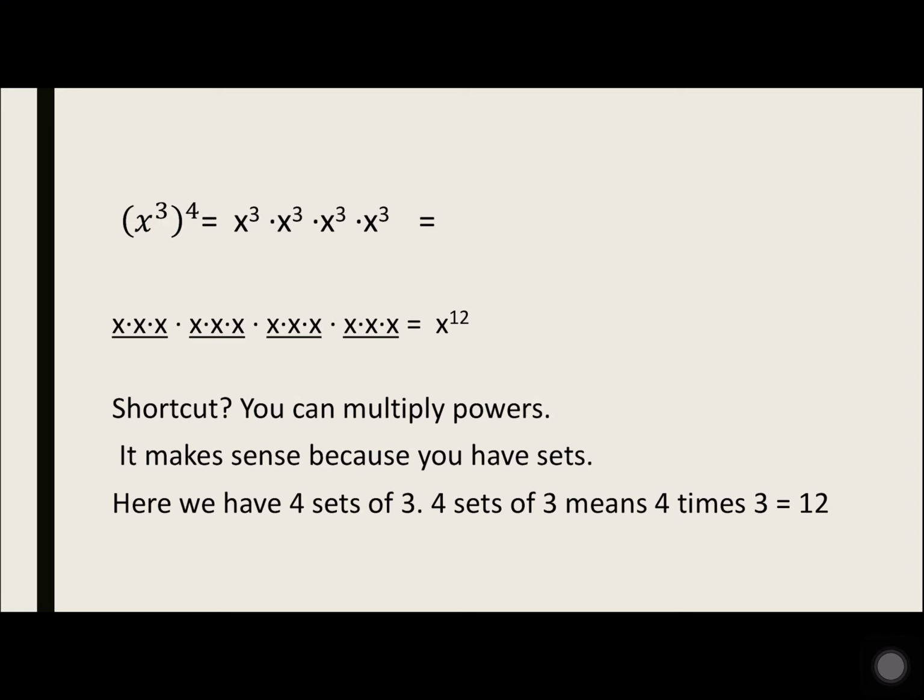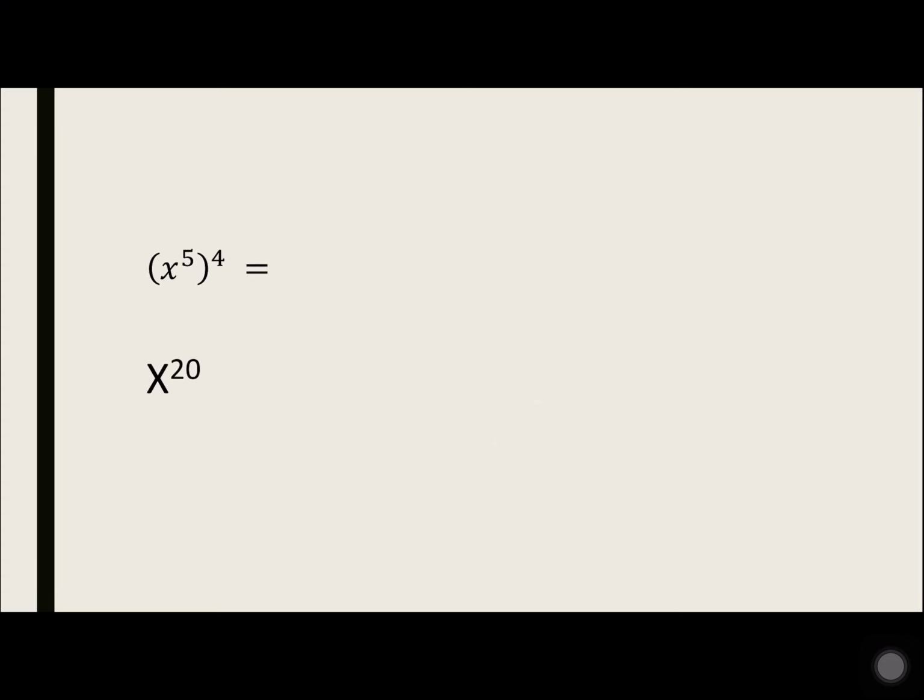What is the shortcut? You can multiply powers. It makes sense because you have sets. Here we have 4 sets of 3. 4 sets of 3 is 4 times 3, 12. X to the 5th raised to the 4th power is x to the 20th. X to the 3rd to the 5th, 3 times 5 is 15, x to the 15.